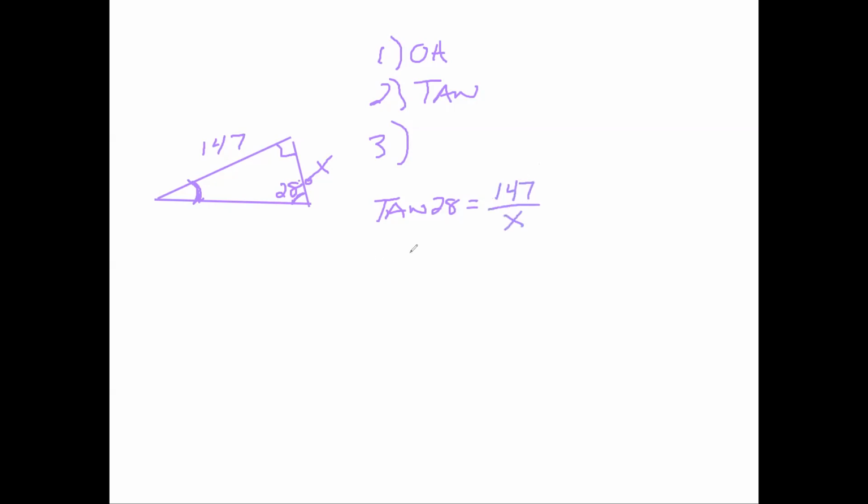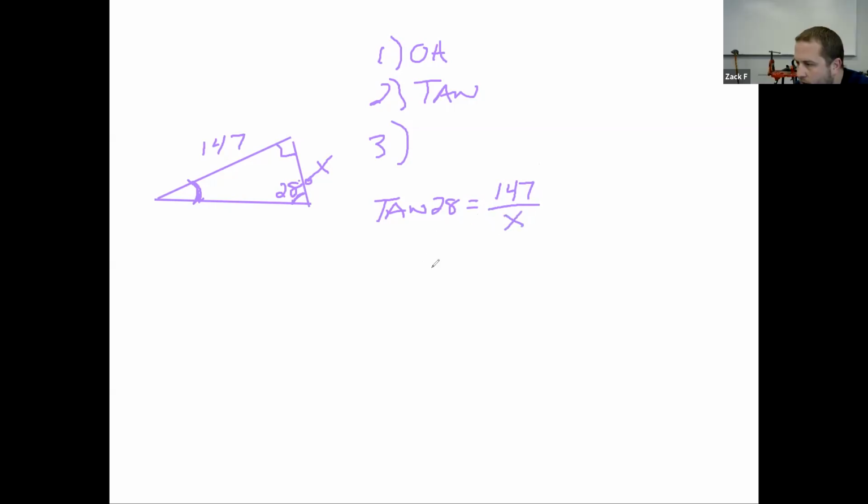Tangent of 28 is... So I can do the long algebra if you want, or I can... No, I got that. Okay, so x equals 147 over the tangent of 28, which should give you 276.47.